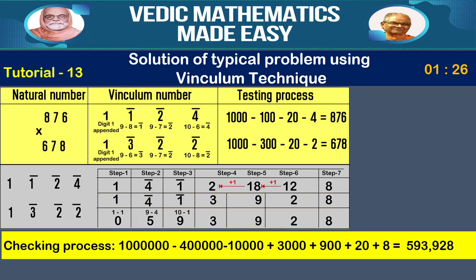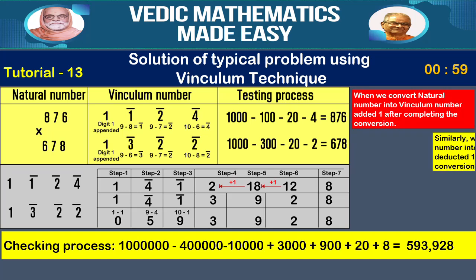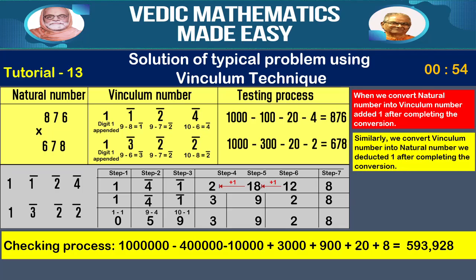593928. Now, let me just introduce alternate method of converting vinculum number into natural number. Recall that when converted the natural number into vinculum number, we added 1 after completing the conversion. Similarly, when we convert vinculum number into natural number, we must deduct 1 after completing the conversion.